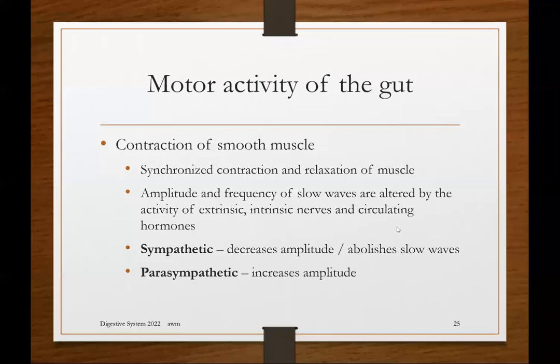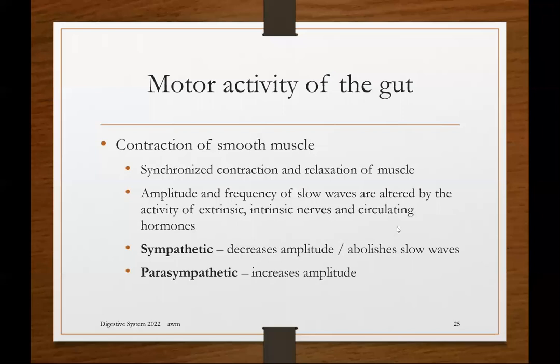It's a synchronized contraction and relaxation. So it's not just contraction alone or relaxation alone. It is synchronized in such a manner, as we said, as to propel the contents. And remember, when this smooth muscle of the gut is contracting, the outer longitudinal layer contracts and shortens the gut, and the inner circular layer contracts and reduces the lumen. So that combined movement of the contraction and relaxation of those two muscle coats is what is going to facilitate the propulsion, the movement of content from one area to the next.